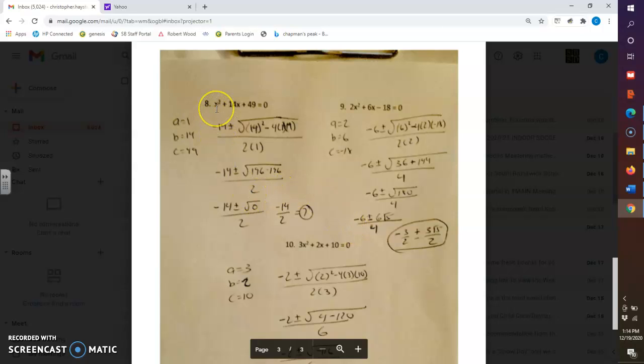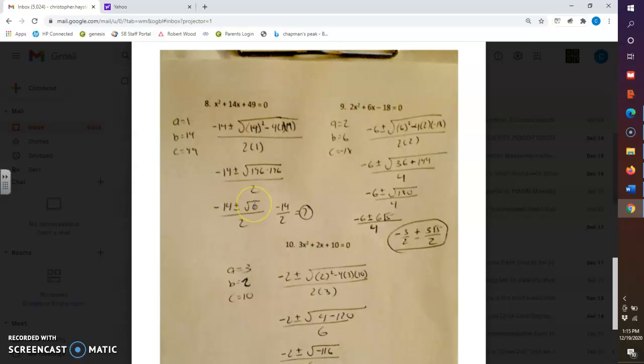Here's an example of a double root. We have A is 1, B is 14, C is 49. Negative 14 plus or minus the square root of 14 squared minus 4 times 1 times 49. That is a 49 there. Sorry if it's a little blurry. Over 2 times 1. Negative 14 plus or minus the square root of 196 minus 196 all over 2.